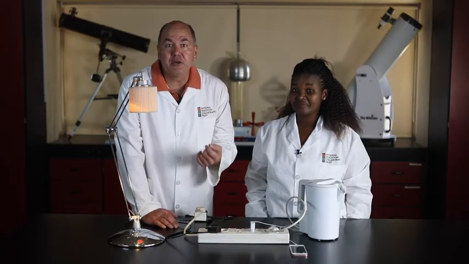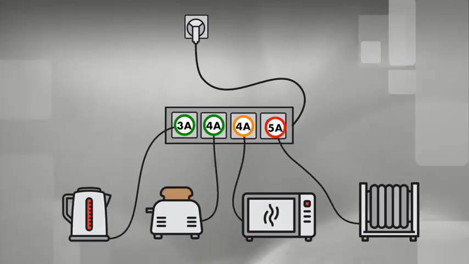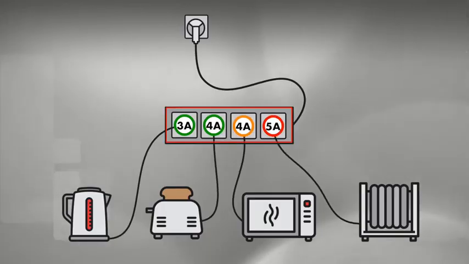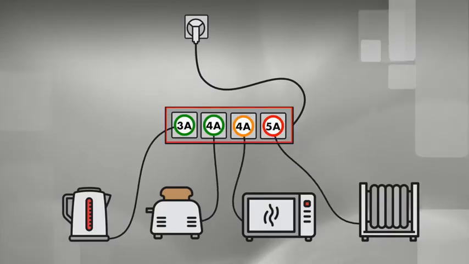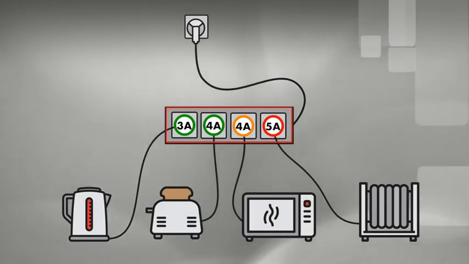Why does the current increase when you add more appliances? A kettle, a toaster, a microwave oven, and a heater are connected to the extension cord. The kettle takes 3 amps, the toaster and the microwave take 4 amps each, and the heater takes 5 amps on its maximum setting. The maximum safe current is 15 amps. This extension cord will be overloaded if the heater is operated at maximum power. And just as well, because the conducting cord could be overheated. It could be a fire hazard in the home.